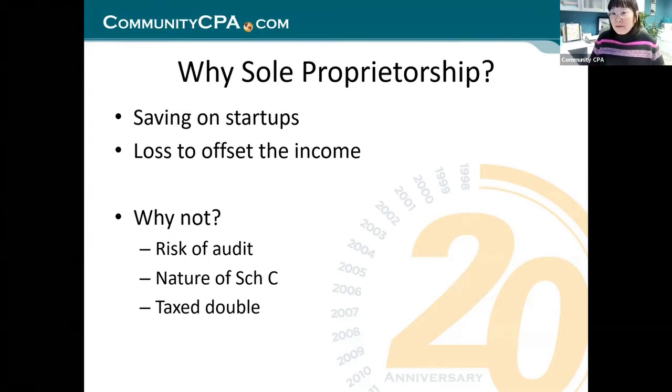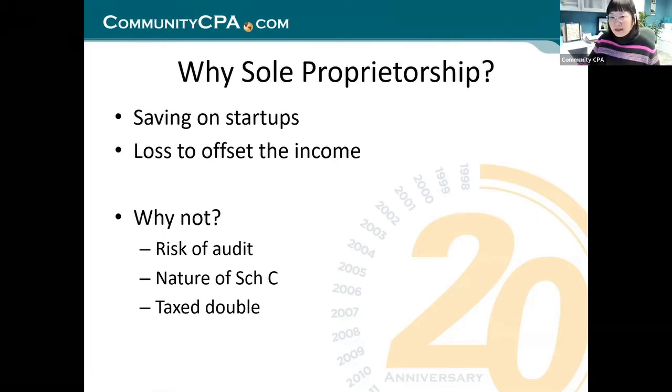So maybe when you just start a business, you know that your first year, your second year, you're going to have a loss. Then nothing wrong to do it under sole proprietor. And that way you can reduce your other income. You might even get more child tax credit and earned income tax credit if you do that, right? If you have more loss, so you reduce your AGI. So that is sole proprietorship, okay?